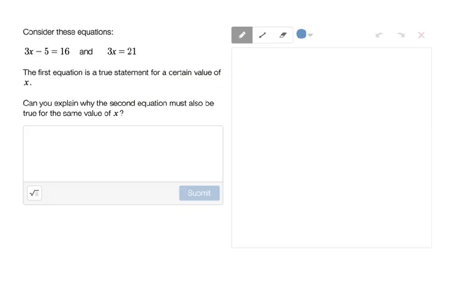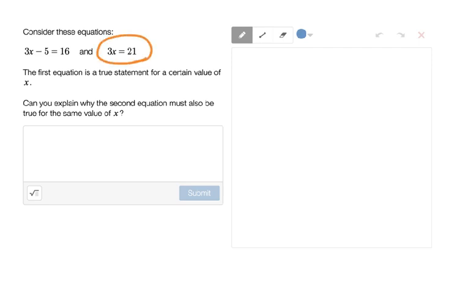And so this is where we're considering two different equations. And we know that the first equation is a true statement for a certain value of x. And we are supposed to explain why the second equation must also be true for the same value of x. So what I did today was we did things a little different. I actually said, let's look at the second equation right here.